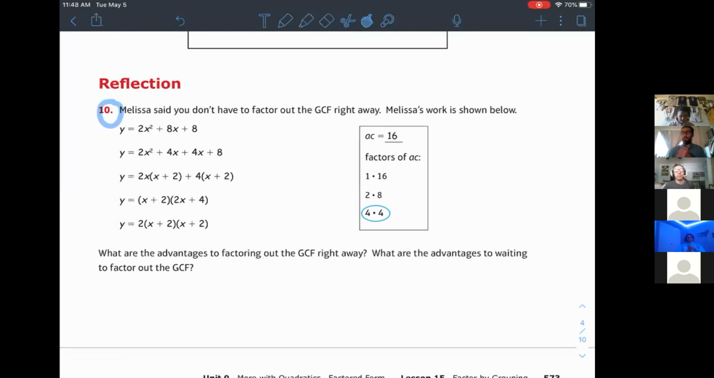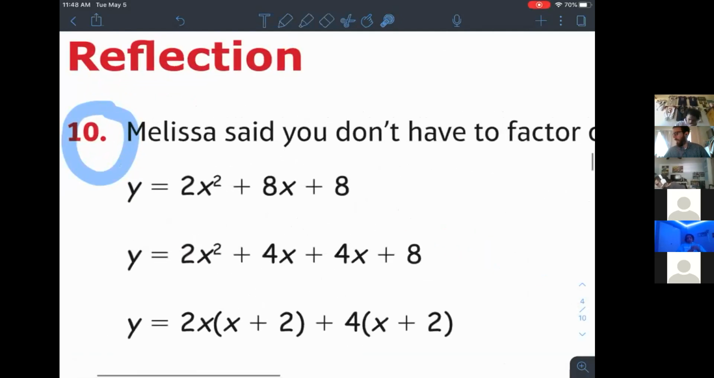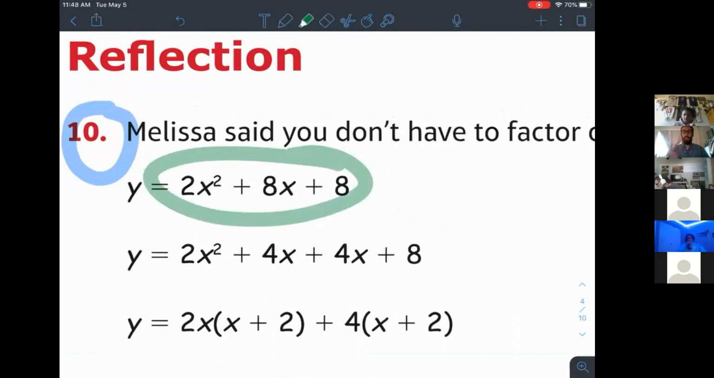Number 10, it is our final one, which is why the word reflection is on it. So we're going to reflect on all the beauty that we've done over the last week and today. Number 10, Melissa said you don't have to factor out a GCF right away. Here's her work shown. And basically what this is saying is, if we look at this right from the jump, there actually is a GCF right away. Can anyone tell me what that GCF is in the green ellipse? That would be 2.